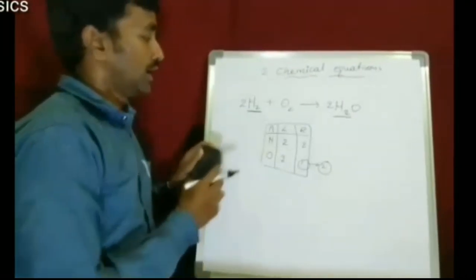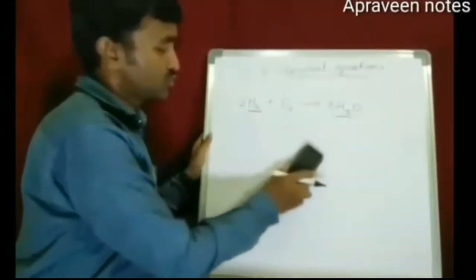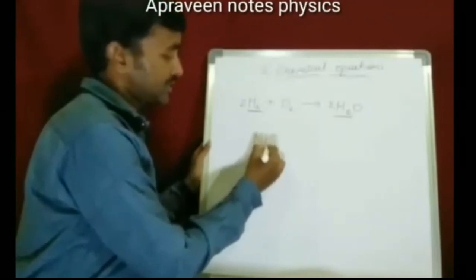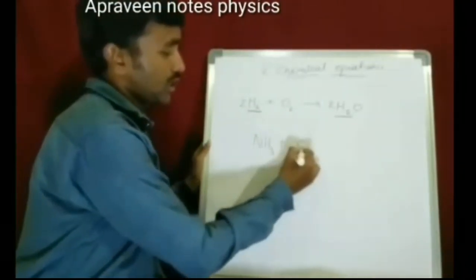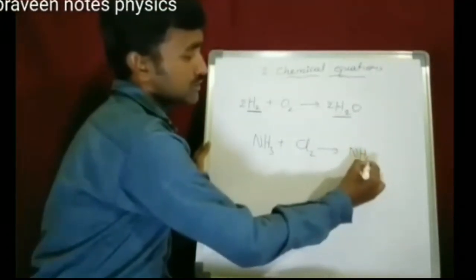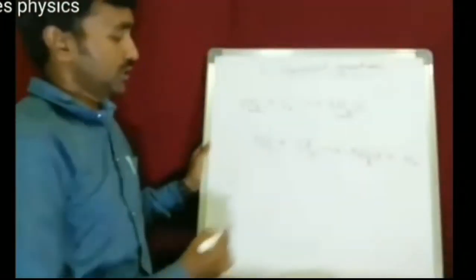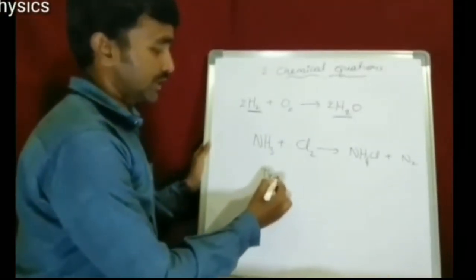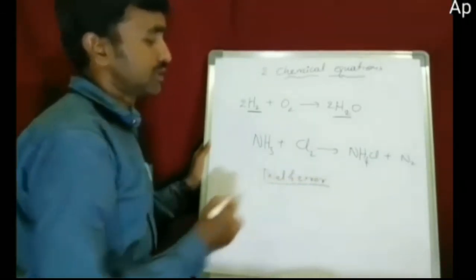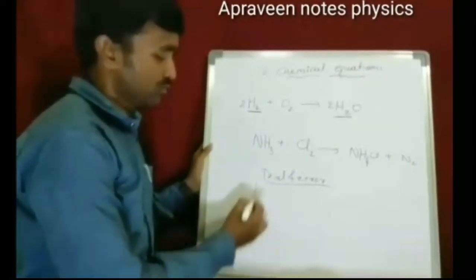So now I will take one more example which may confuse you in balancing. That is the ammonia reaction: NH3 with chlorine Cl2 to produce ammonium chloride NH4Cl with N2 gas. So according to the same trial and error method, you can try many times, but it wastes your time. So that's why you follow one simple technique.